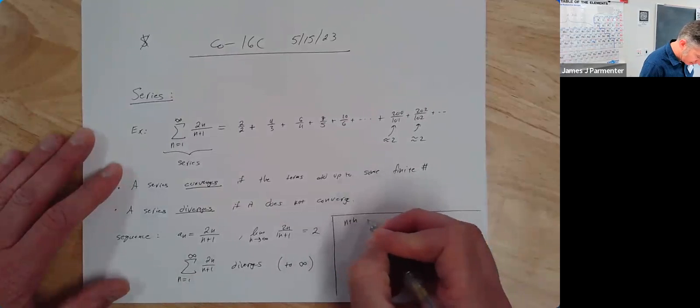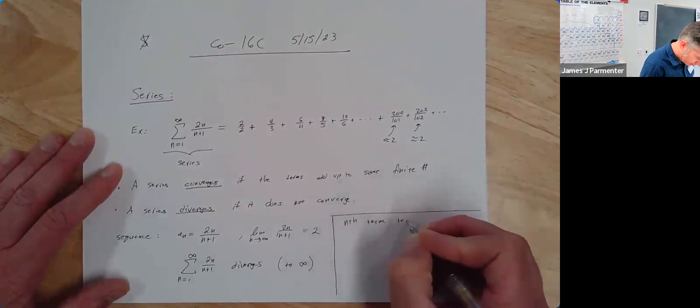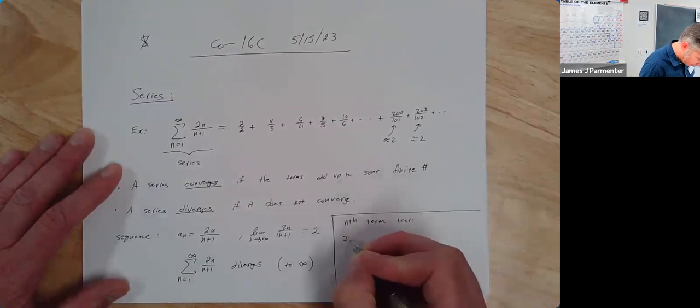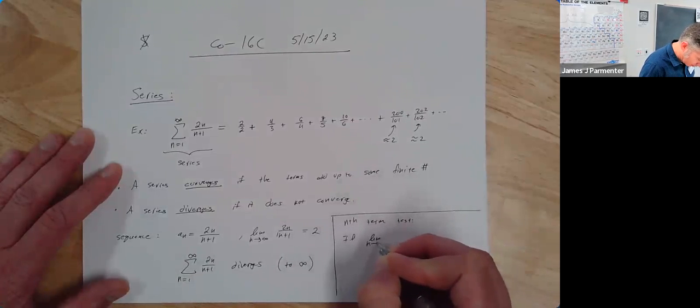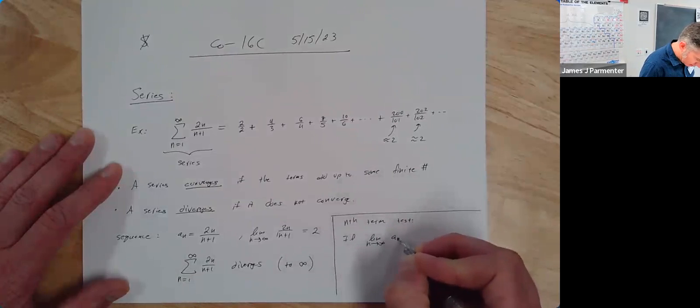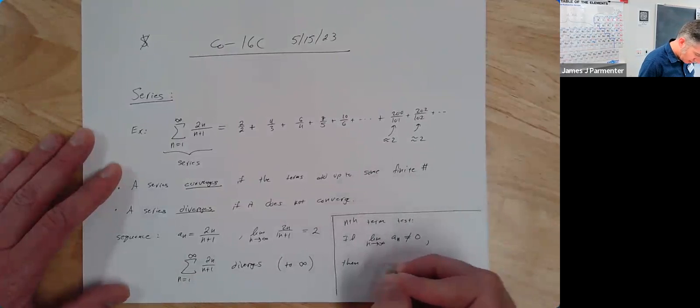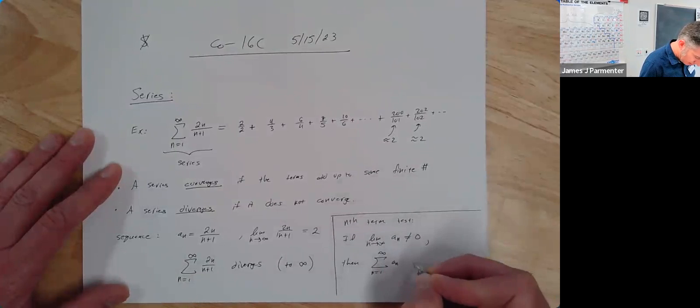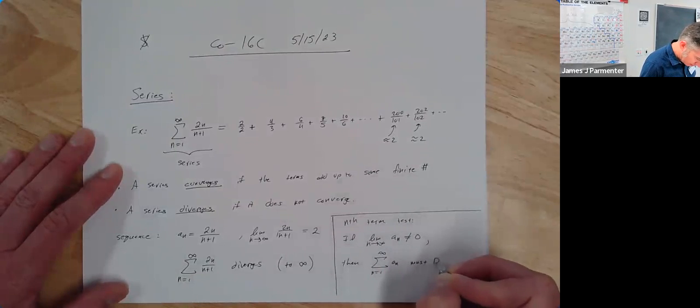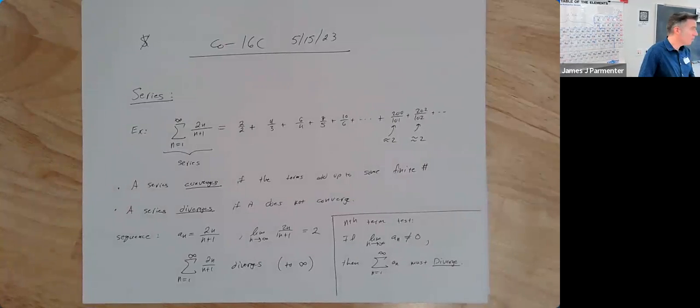The nth term test says if the limit as n goes to infinity of your sequence is not equal to 0, then the series from n equals 1 to infinity of that sequence must diverge. Or as I sometimes phrase it, for the series to even have a chance at converging, the limit of the sequence has to be 0.